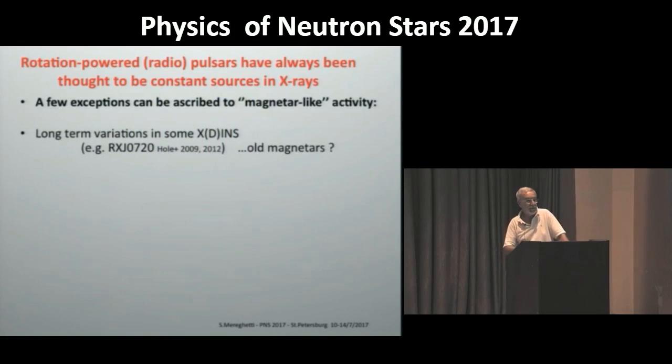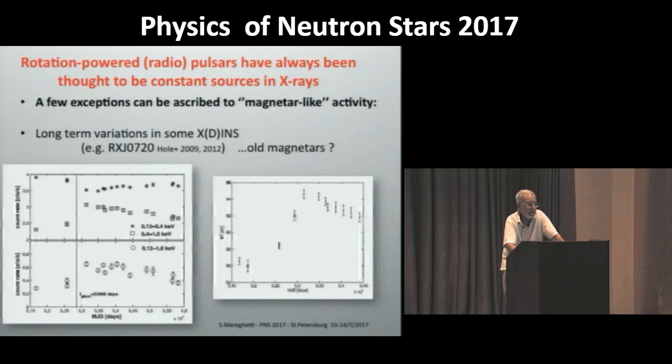Indeed, there have been discovered recently a few exceptions to this rule: some isolated neutron stars showing X-ray flux variations. One example is this XDIN, in which you see here flux variation in the soft and in the hard X-ray flux over a time of about 10 years, and you see that the temperature is changing. We believe that this kind of long-term variation is in some way related to some kind of magnetically powered activity. Indeed, these kinds of objects are believed to be the descendants of magnetars.